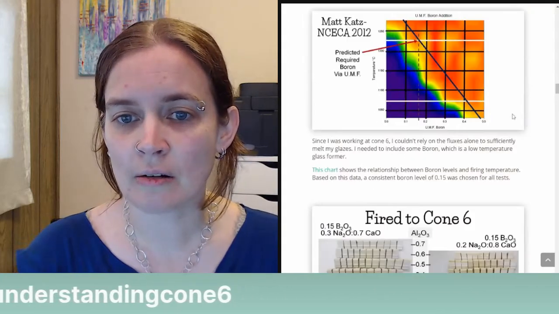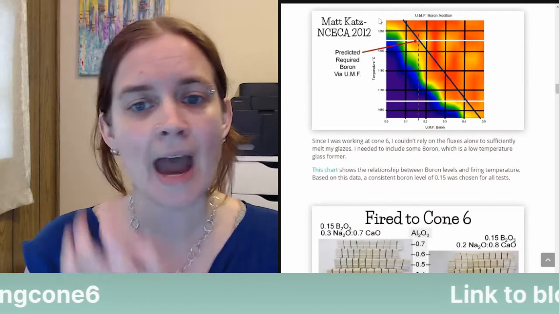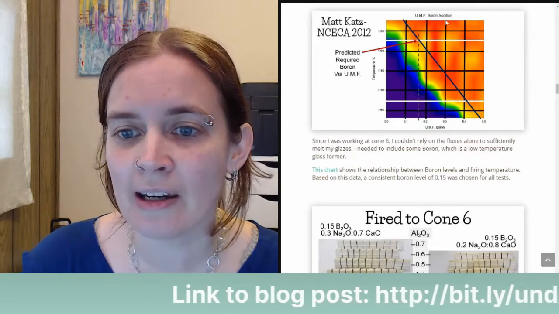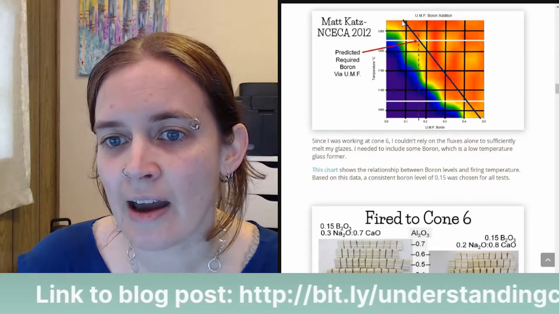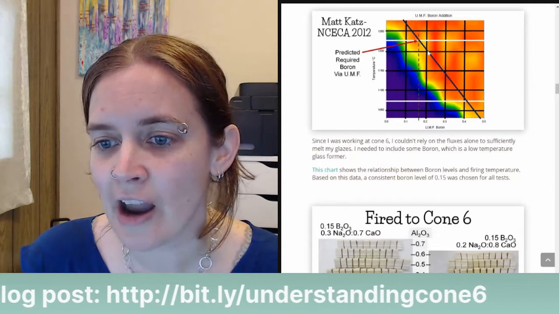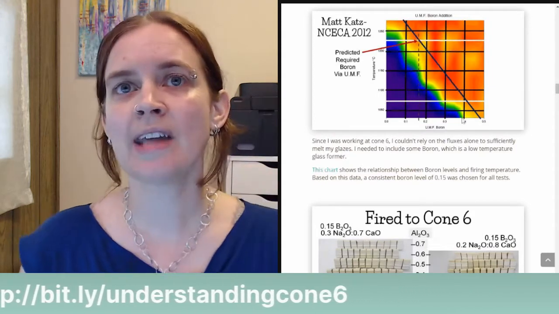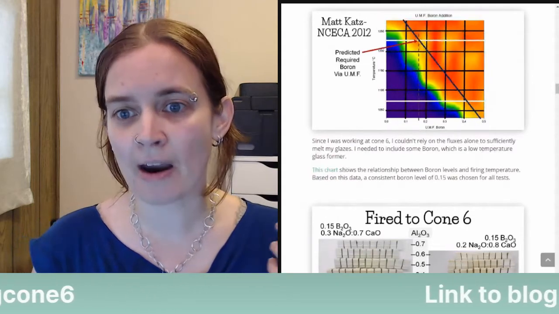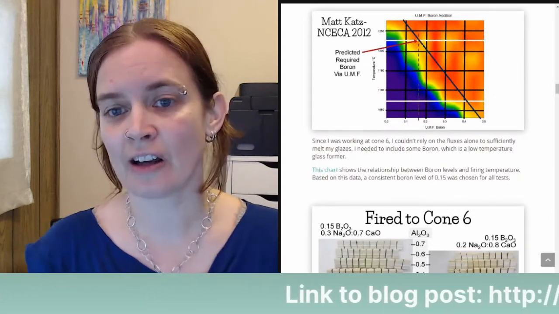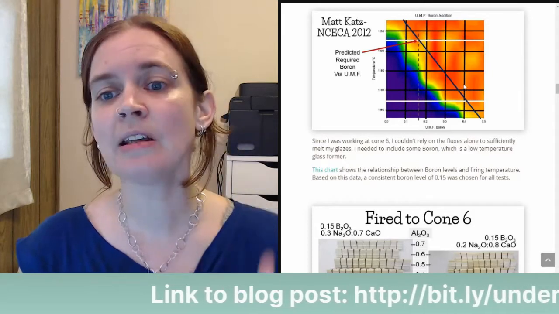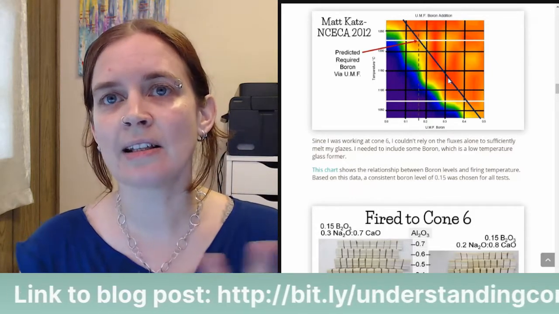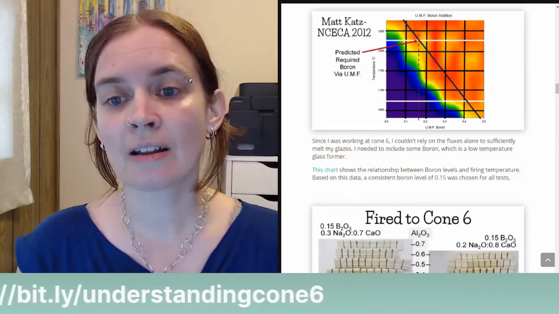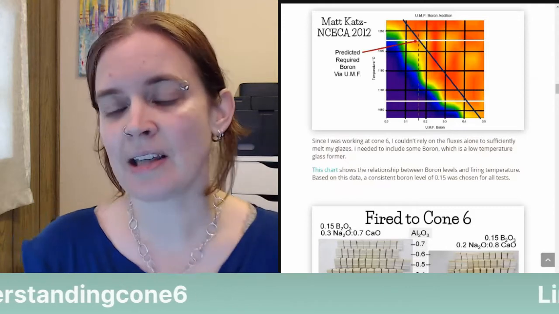This chart is Matt Katz's research on boron, where he found the ideal boron level for every temperature. So at Cone 10, our glazes will melt with feldspar, like primary and secondary flux alone. But as we start lowering the temperature, then the glazes kind of struggle to melt. So when we add boron, which is a low temperature glass former, then that brings the melting temperature down.